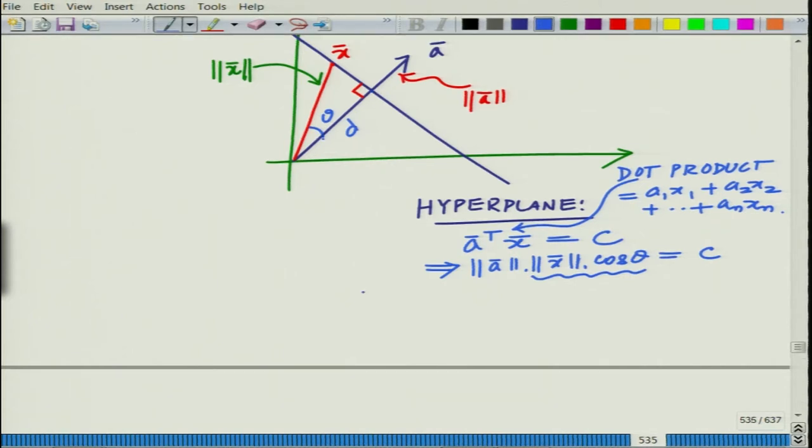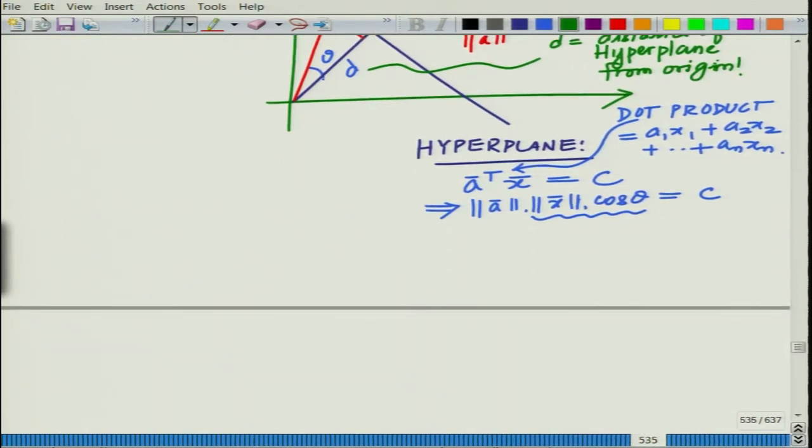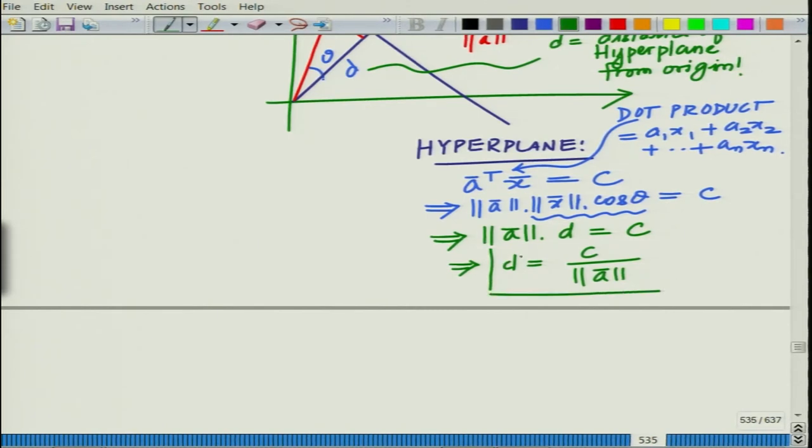So if you look at this, d equals the distance of the hyperplane from the origin, right. So essentially this implies that norm of A bar times d equals c, which essentially implies that d equals c divided by norm of A bar. This is essentially the interesting relation.